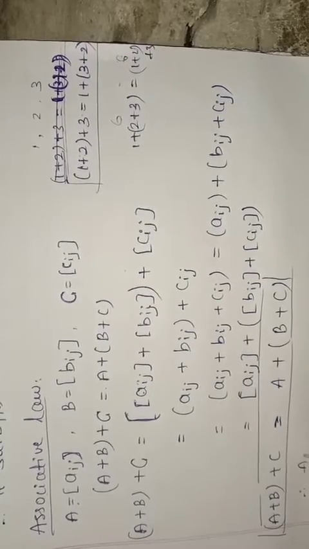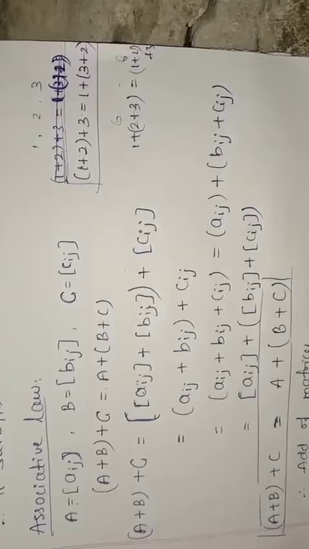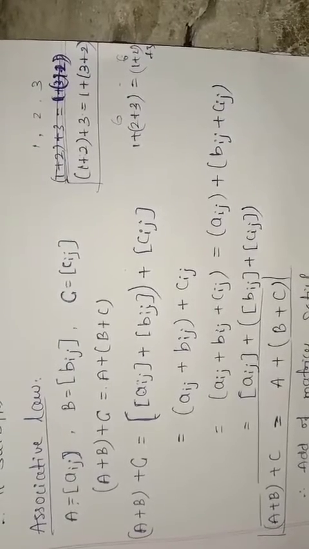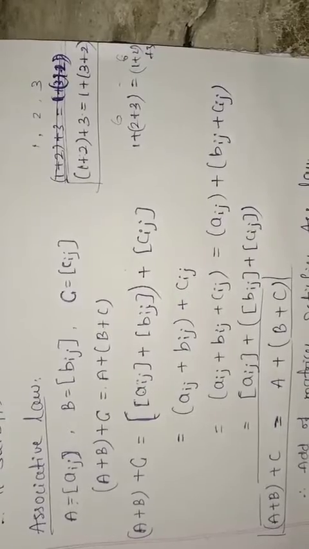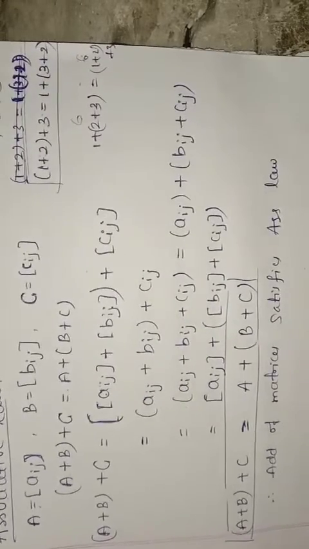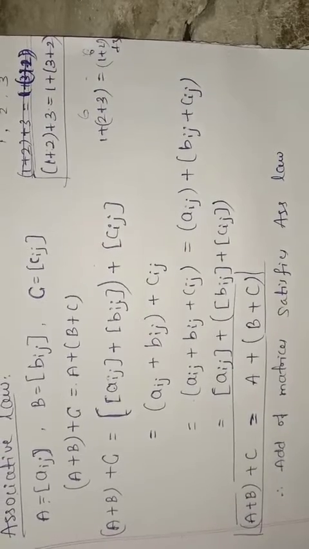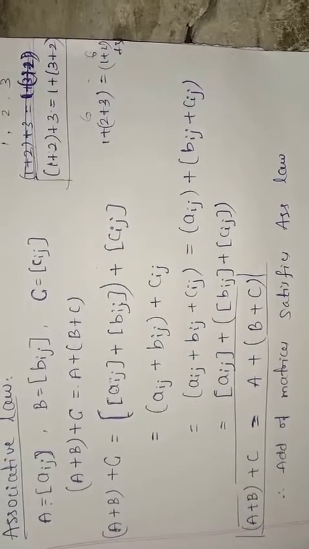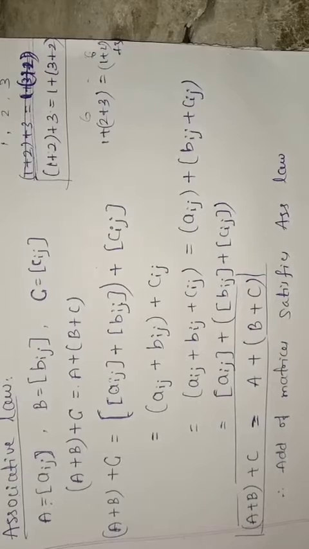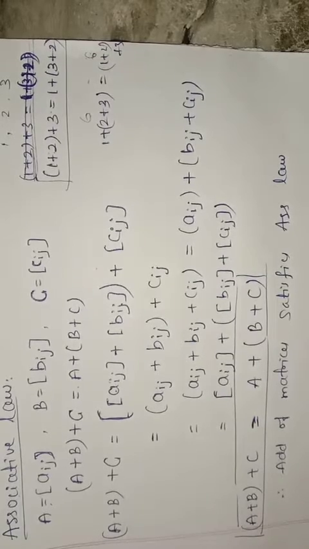Therefore addition of matrices satisfies the associative property, or associative law. So what happens here? Addition of matrices satisfies the associative law. Similarly, I have the third one, that is existence of additive identity.